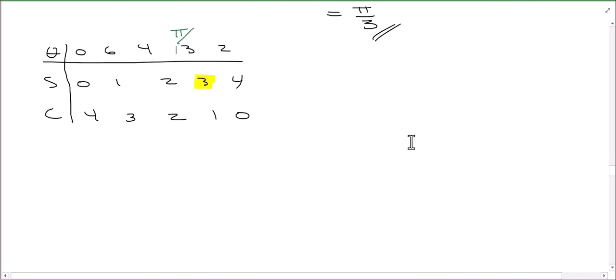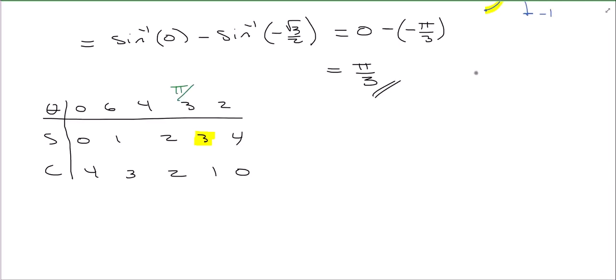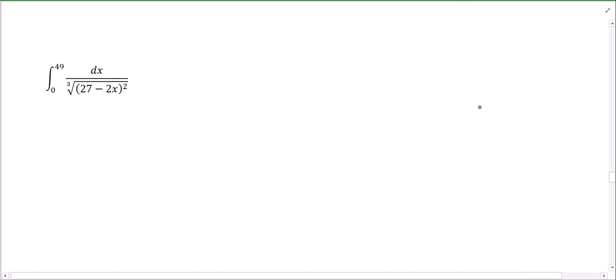All right, let's try now one where we may have to use U-substitution. So let's try this one. The integral from 0 to 49 of dx, or you can think of there's an invisible 1 there, so 1 over the cube root of 27 minus 2x quantity squared. So it's not something I can do just by looking at it, so I'm going to make a U-substitution.